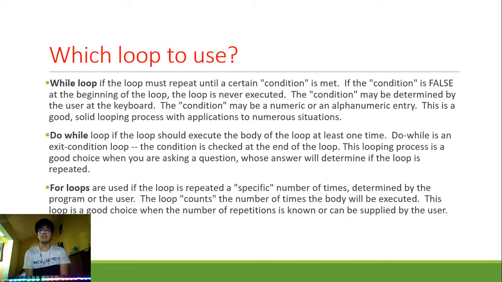For loops are used if the loop is repeated a specific number of times determined by the program or the user. The loop counts the number of times the body will be executed. This loop is a good choice when the number of repetitions is known or can be supplied by the user. Now, we will go to Aaron for the application of these loops.